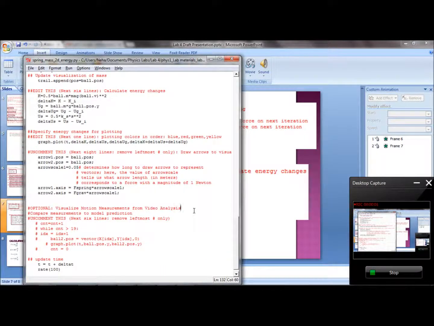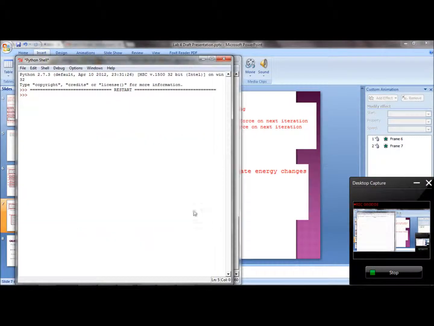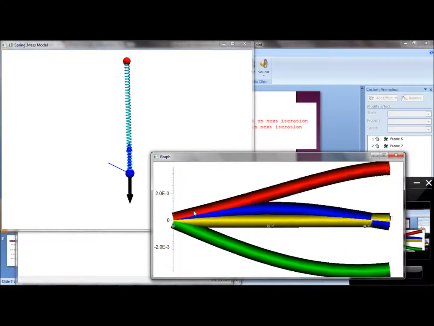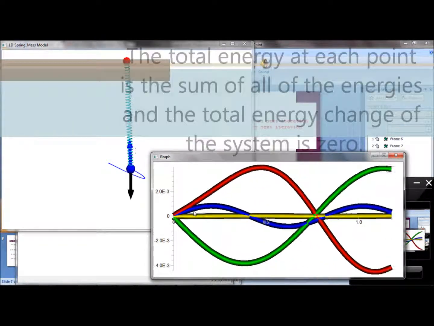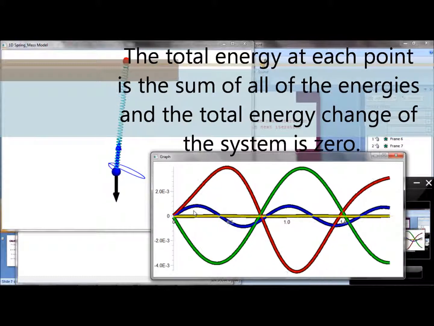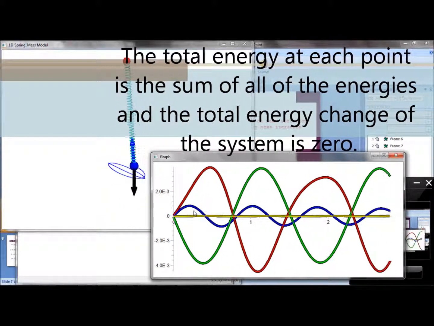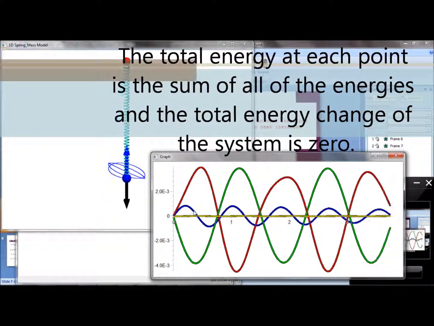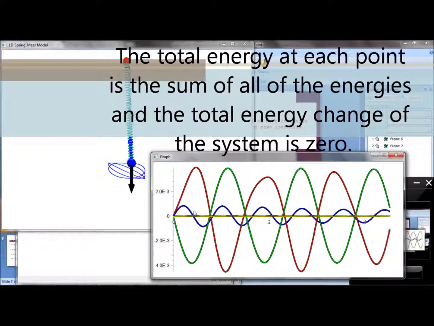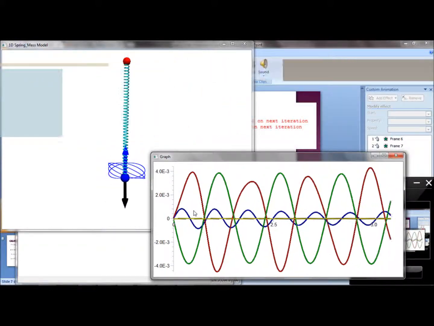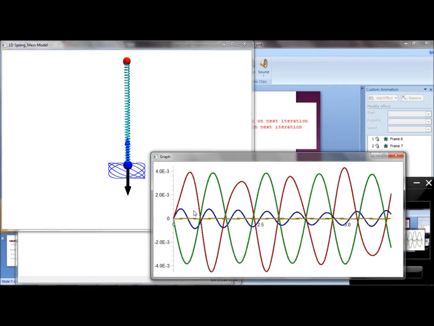With this code here, I graphed the energy changes of the system. The blue line is the kinetic energy, the red line is the spring potential energy, the green line is the gravitational potential energy, and the yellow line represents the energy change of the system, and the energy change of the system is 0.